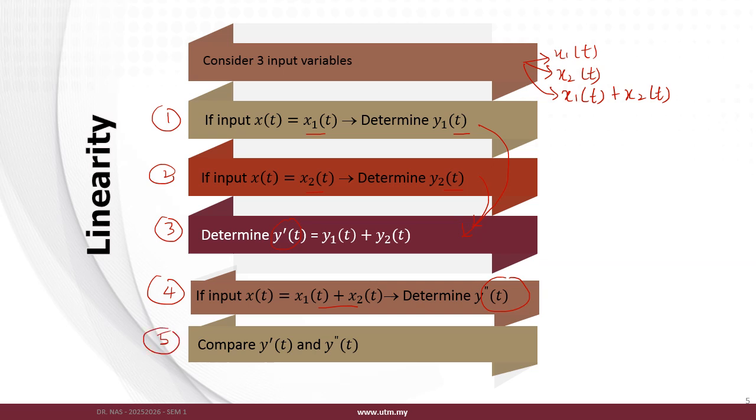And the last step, you need to compare both y prime(t) and y double prime(t). If y prime(t) equals y double prime(t), the system is linear. Or else, if y prime(t) is not equal to y double prime(t), it is a nonlinear system. So you need to perform these steps in order to determine whether the system is linear or nonlinear.